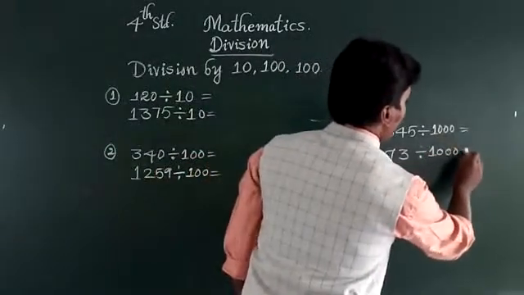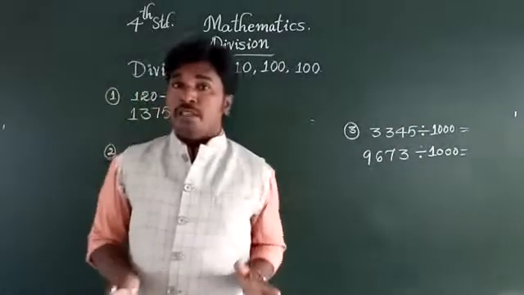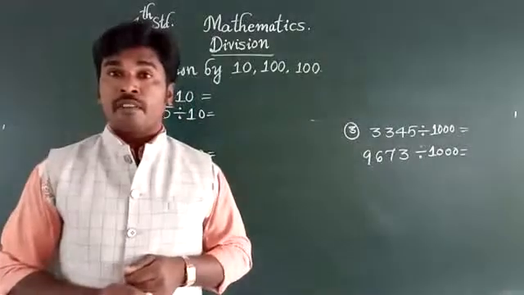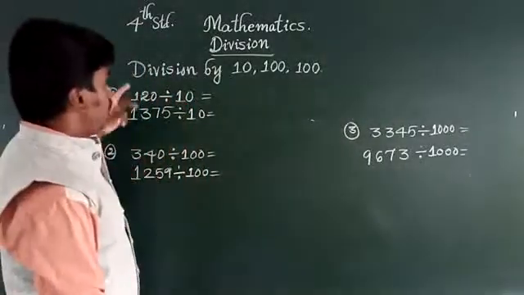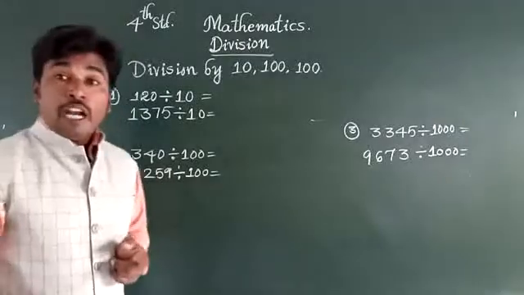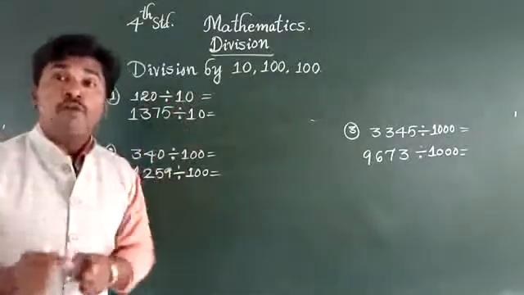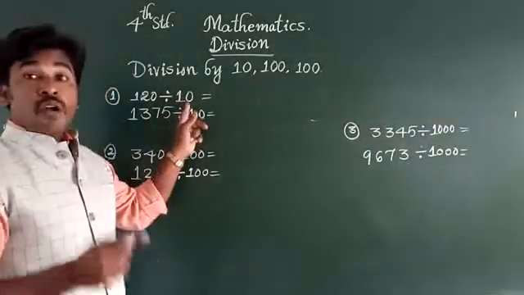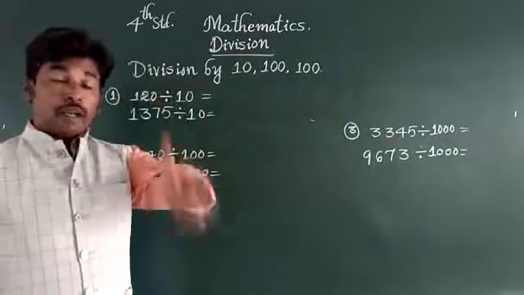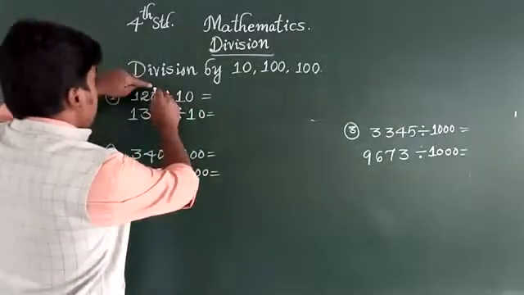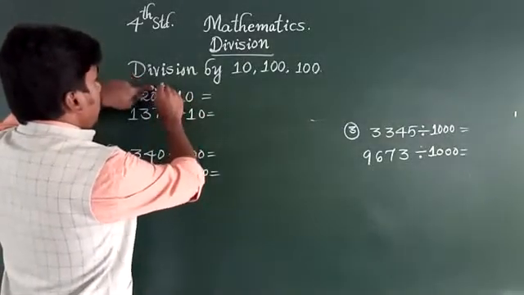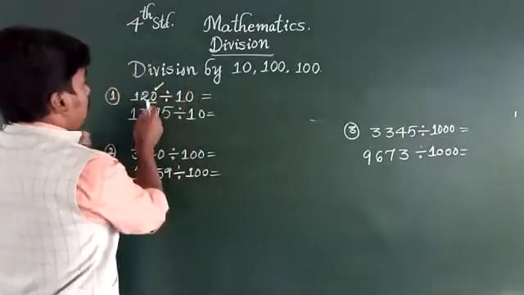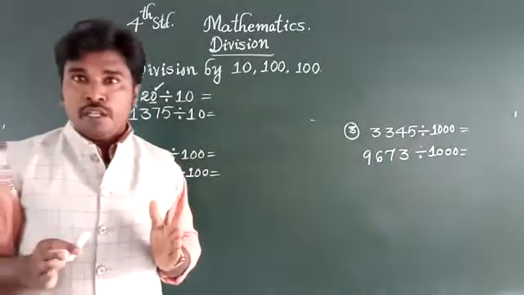You just keep it in your mind. Once you understood, it is very easy to divide the numbers by 10, 100, 1000 and also 10,000. Dear children, you come to the first one. It is 120 divided by 10. Whenever you want to divide a number by 10, here it contains 1 and 0. 10 contains only one 0. So the last digit is the remainder, and the remaining numbers are the quotient.